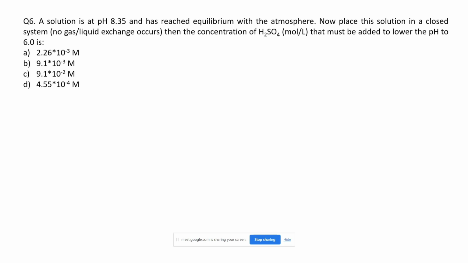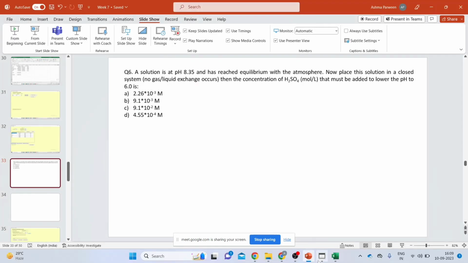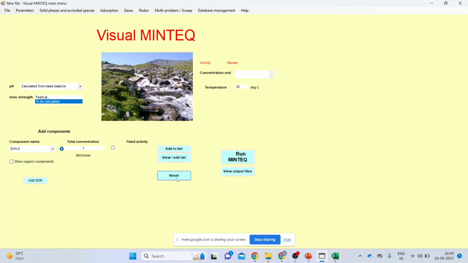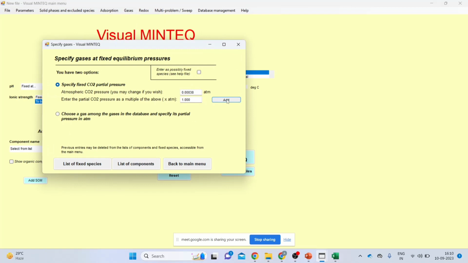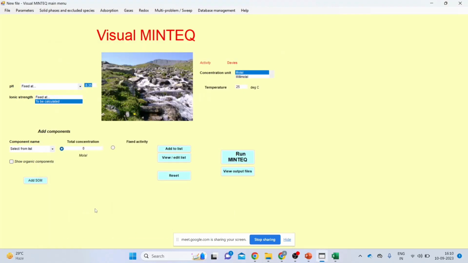So let's see how we will solve this in Mintek. So let's go to Mintek. We will reset it first. So in the question, the pH is fixed at 8.35. Sorry. We'll specify the gas because it is open to atmosphere. We will add it. We will run the Mintek.